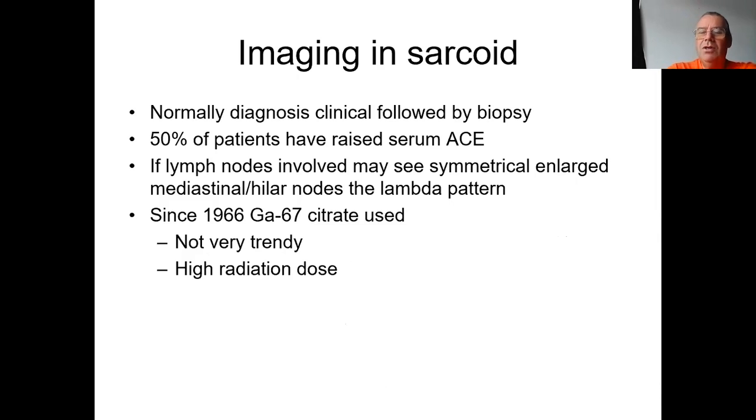Why do we do imaging? Well, to be honest, it's because biopsy is difficult. The blood testing which uses serum ACE is only possible in 2% of cases, and it can look clinically like lymphoma. We have been using gallium since 1967, but it's not very used these days and has quite a high radiation burden, as we discussed.